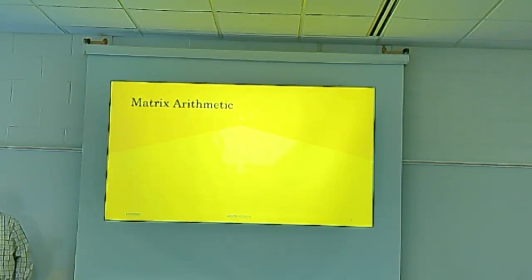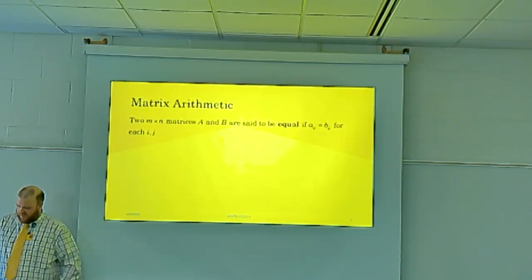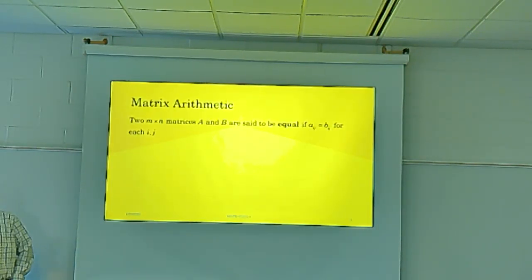Matrix arithmetic. So you're given two m by n matrices.